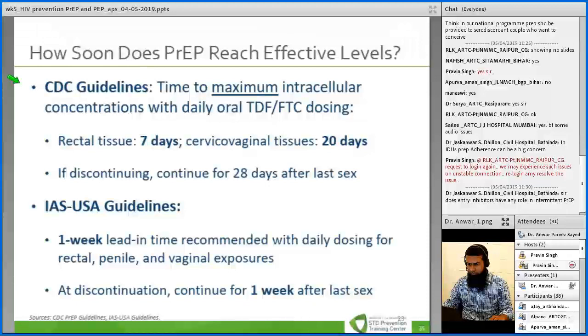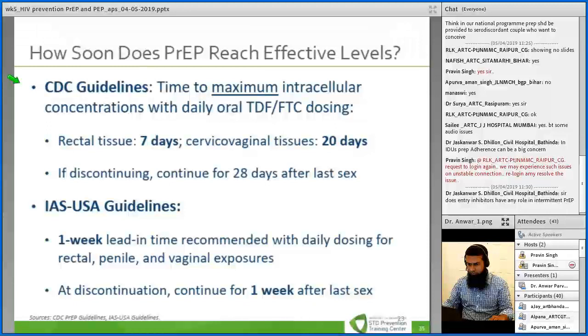About the timing, how soon effective levels can be reached. The maximum intracellular concentration with a daily oral dose of Truvada is reached in rectal tissue in 7 days, and in cervico-vaginal tissue in 20 days. But again, these are effective maximum intracellular concentrations, that is MICs. It is not the preventive concentration, which may be reached even before that. I'm trying to explain that there is a difference between the MIC and the effective concentration to prevent HIV infection, which may be reached earlier.